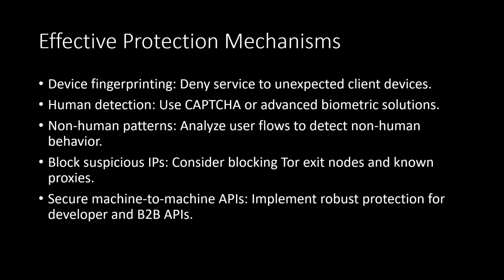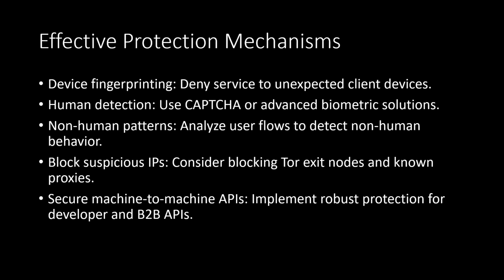Effective protection mechanisms include device fingerprinting to deny service to unexpected client devices, human detection using CAPTCHA or advanced biometric solutions, analyzing user flows to detect non-human behavior patterns, blocking IP addresses from Tor exit nodes and known proxies, securing and limiting access to machine-to-machine APIs, such as developer and B2B APIs.